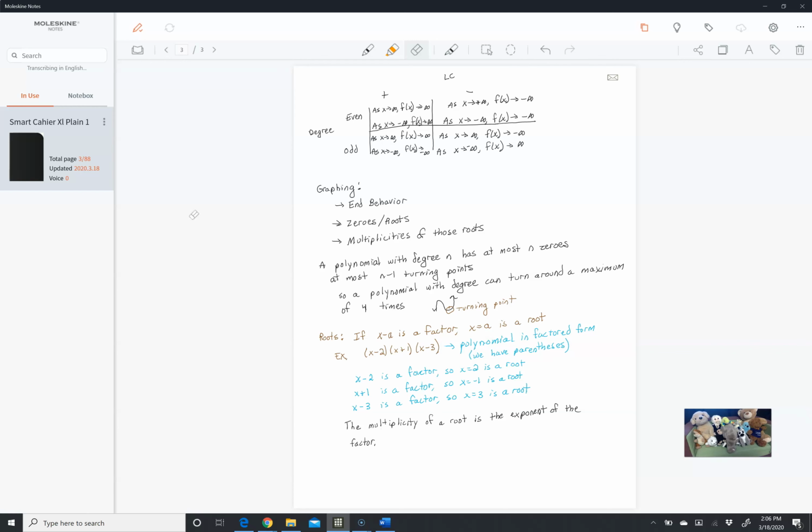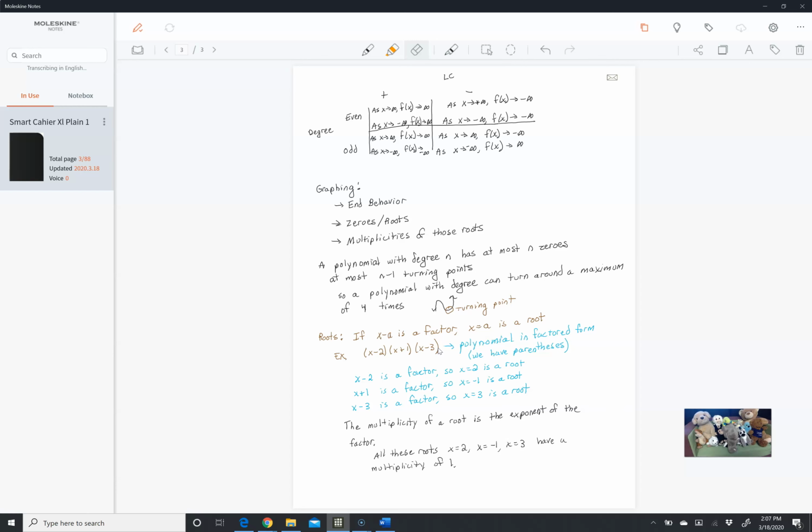So, for example, all these roots, x equals 2, x equals -1, x equals 3, have a multiplicity of 1. Okay, that's because the exponent here is equal to 1. Okay, remember, if there is no exponent, the exponent is 1.